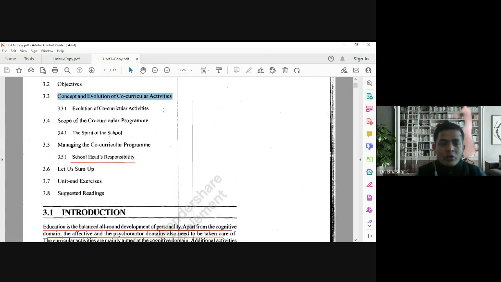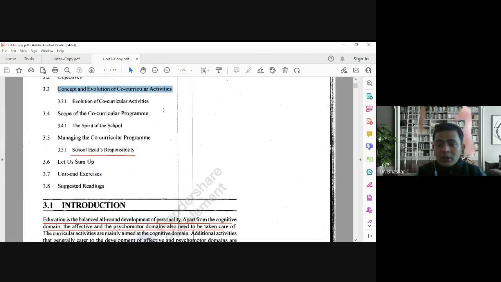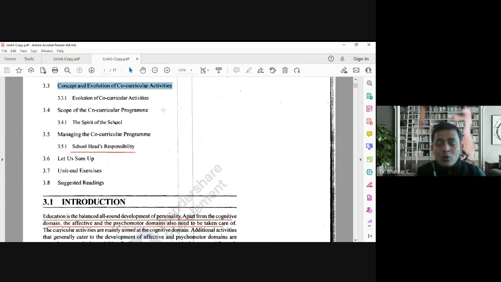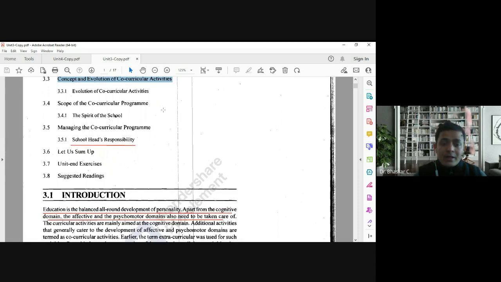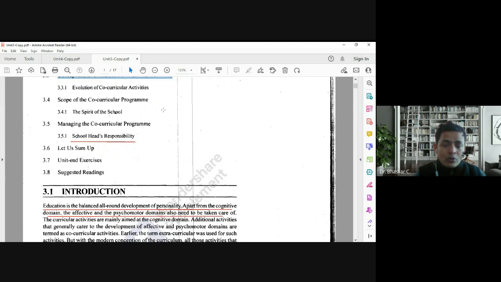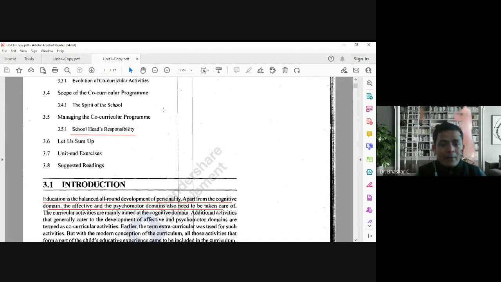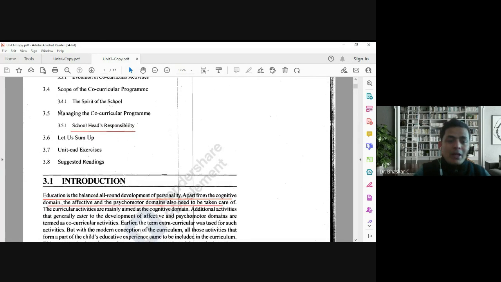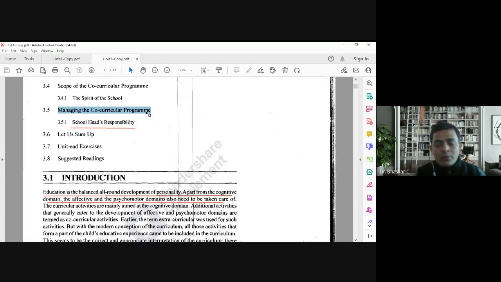Then we will talk about the scope of the co-curricular programs, in what manner and in which spirit the school is going to take out the co-curricular programs. That will help you as a teacher and as a school head to understand the actual importance of co-curricular programs. Then another important topic is managing the co-curricular program, how these programs may be organized and managed, and what the role of the school head is in that.